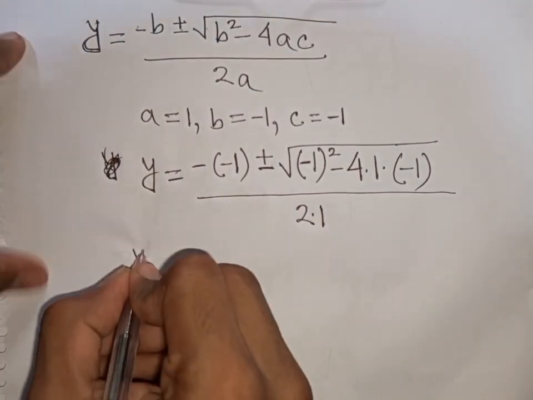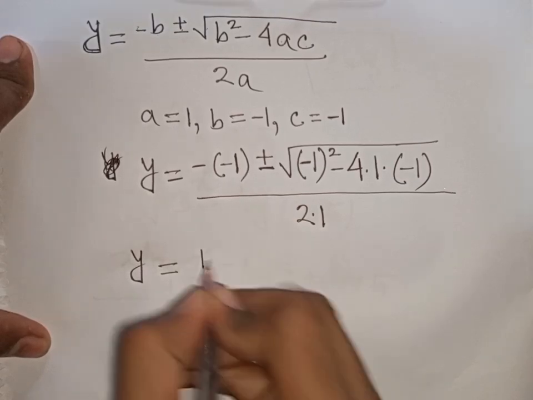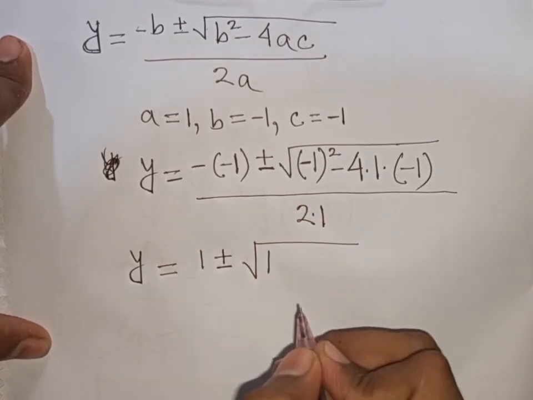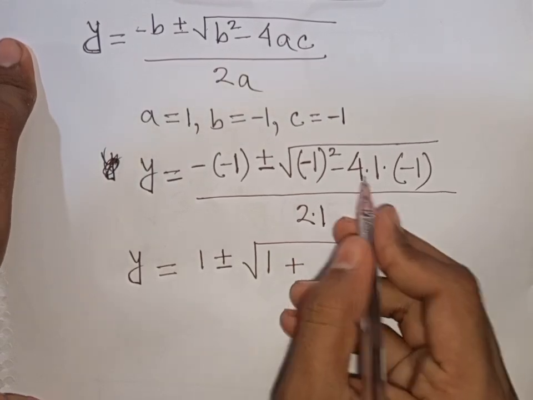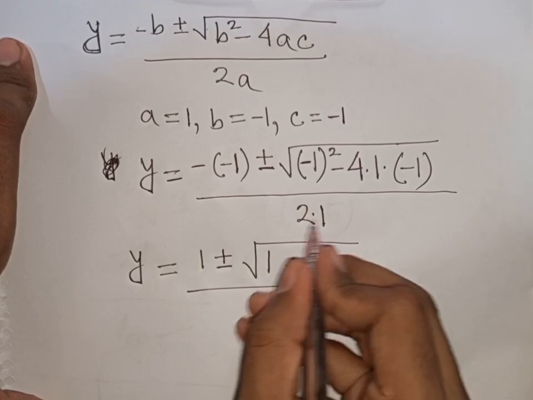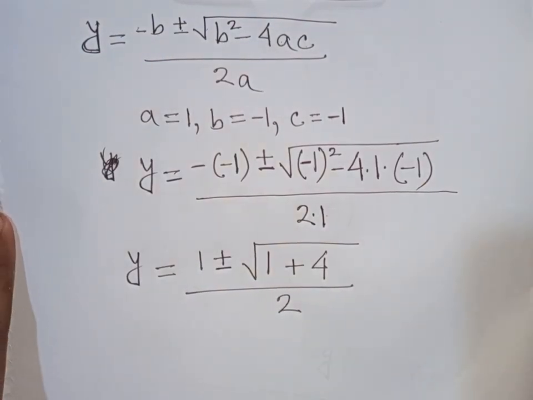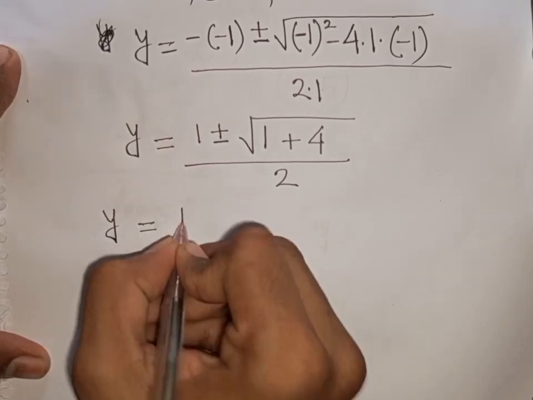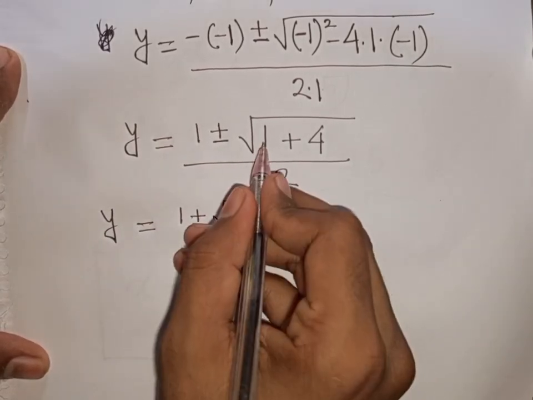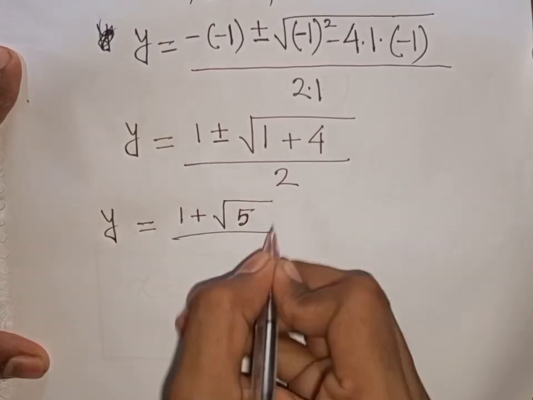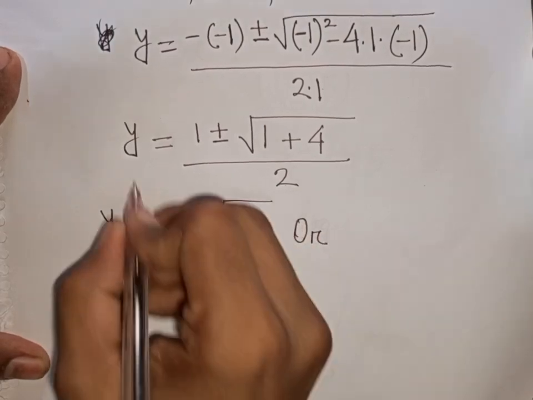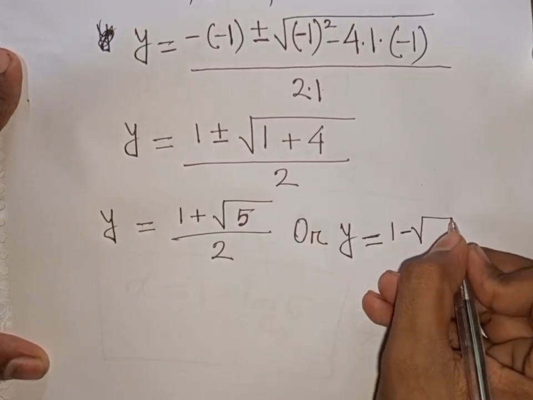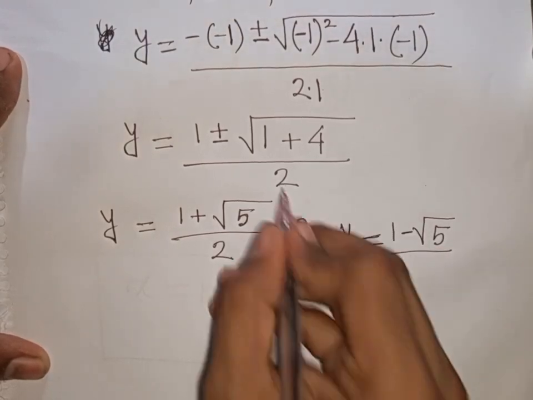Now you can write here y is equal to minus times negative 1, that means positive 1, then plus or minus the square root of negative 1 bracket squared, that means positive 1, then minus times minus, that means it will be plus, 4 times 1 times 1, that means 4, divided by 2 times 1, that means 2. Now we see here 2 cases, so you can write here y is equal to 1 plus the square root of 1 plus 4, that means 5, then divided by 2, or y is equal to 1 minus the square root of 1 plus 4, that means 5, divided by 2.